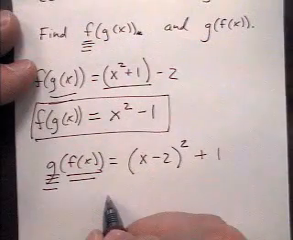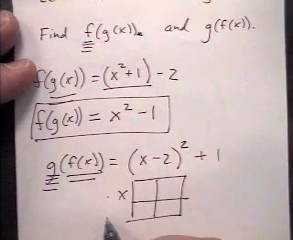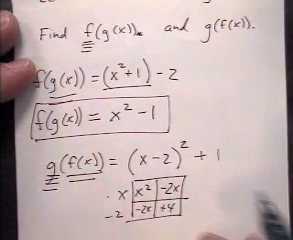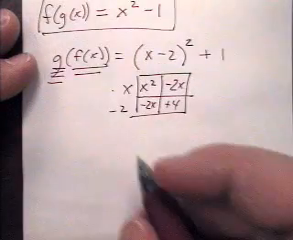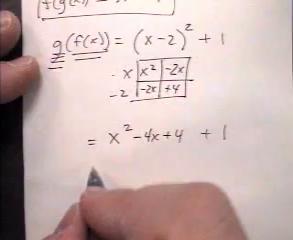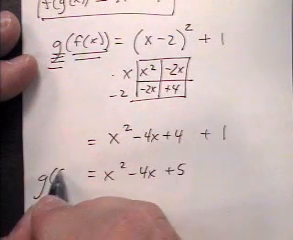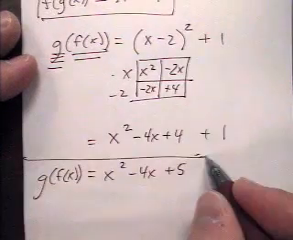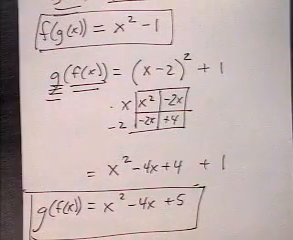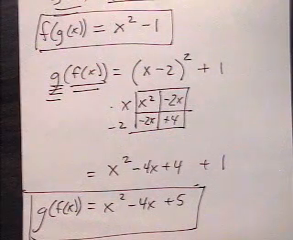Now, keep in mind that anytime you're squaring a binomial, you are FOILing it, so you end up with x squared minus 4x plus 4 plus 1. X squared minus 4x plus 5. That's g of f of x. Clearly, f of g of x and g of f of x are not the same thing. There are occasions where it is true, but not always.